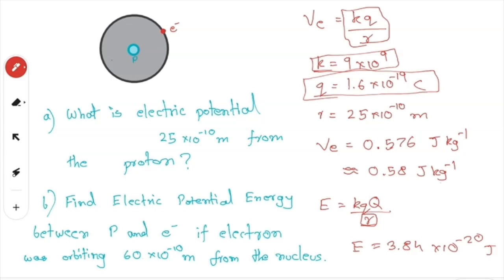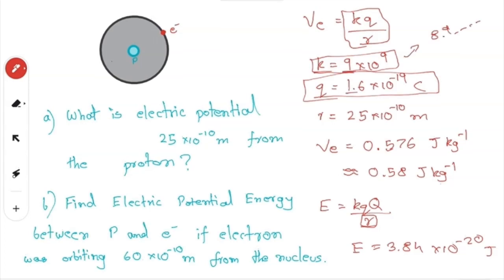Again, we have to look at the significant figures to make sure we've rounded it off to the right number of significant figures. I think this would have to be rounded off to 3.8 times 10 to the power negative 20. And that'll be our final answer.